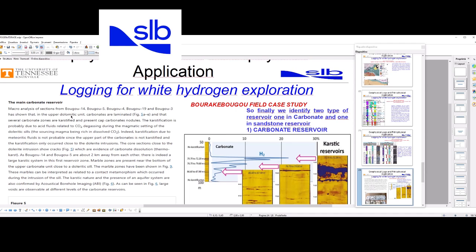In this case, the karstification is probably due to acid fluid related to CO2 degassing during the magmatic setting of the doleritic sills. Indeed, karstification due to meteoric fluid is not probable, since the upper part of the carbonate is not karstified. The karstification only occurred close to the dolerite intrusion.